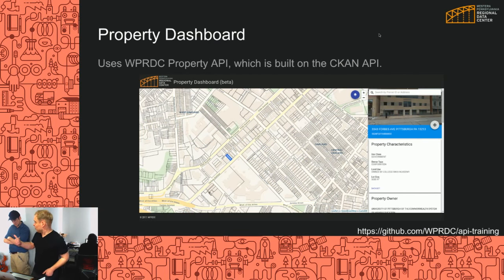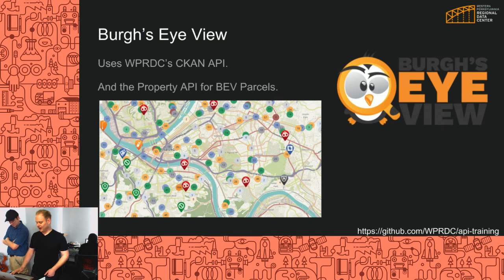So other things, like tools of the data center that we've built, are entirely built on top of APIs that we built to build our tools on top of, like a property dashboard. Those of you who've seen the city's bird's eye view, that entirely uses the CKAN API. They make SQL queries, pull our data, and then use it to populate this. And they also use our property API for the bird's eye view parcels part.